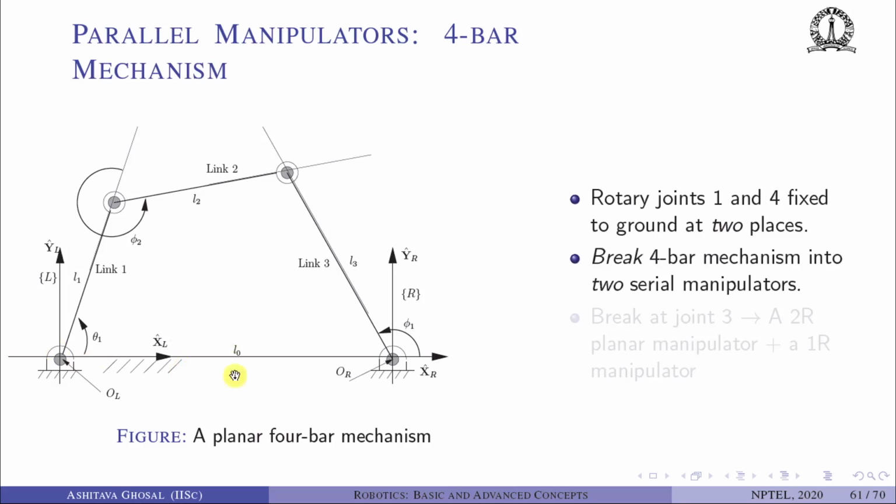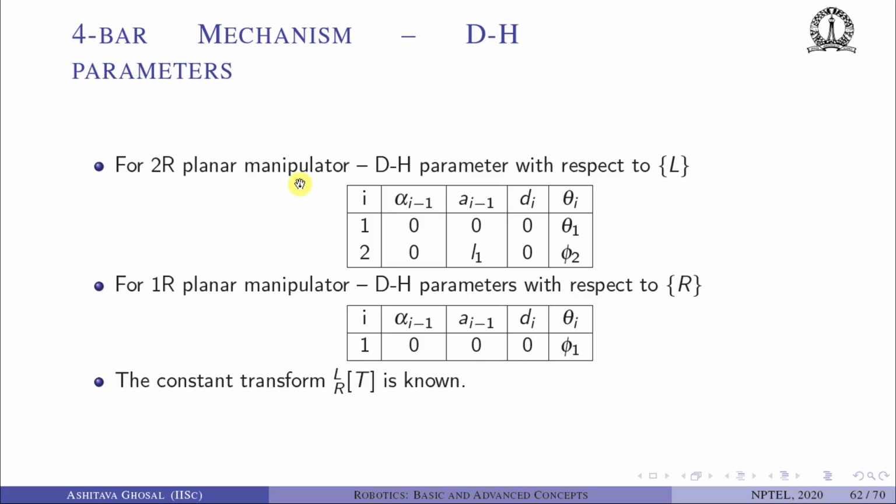So I can break the 4-bar mechanism into 2 serial manipulators. Okay, so for example, if I break at the third joint, so this is joint 1, joint 2, joint 3. So if I break it here, so what do I have? I have a 2R manipulator and a 1R manipulator. 1R means a single link manipulator with one joint. Okay, if I break it here.